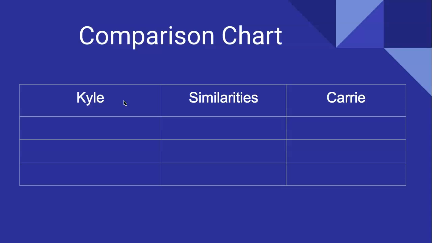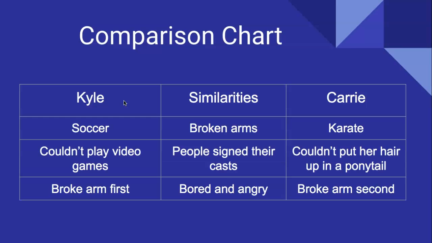All right, what did you guys come up with? Let's talk about it as a group. Wow, you did a great job. You found a bunch of things that were similar between Kyle and Carrie. You also found a few things that were different. This is what a comparison chart is. It organizes the differences and similarities between 2 or more things.